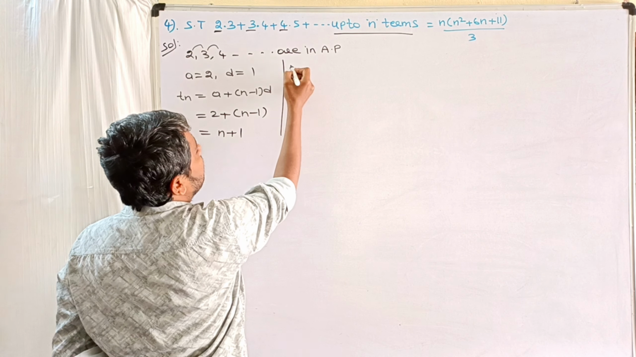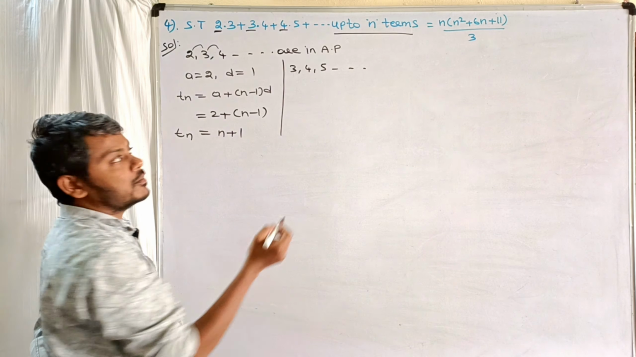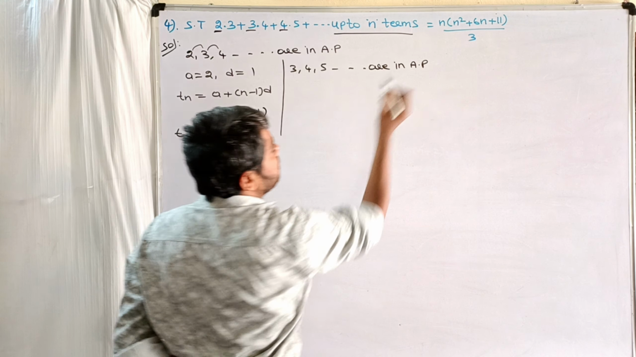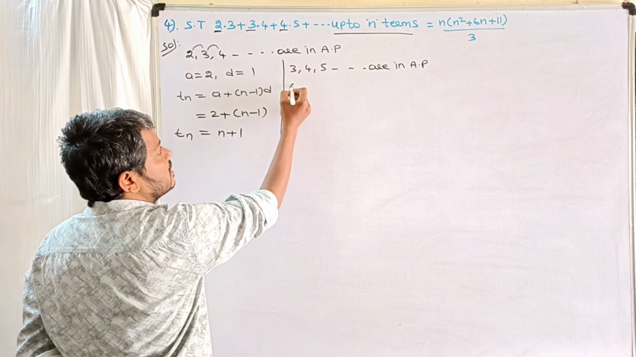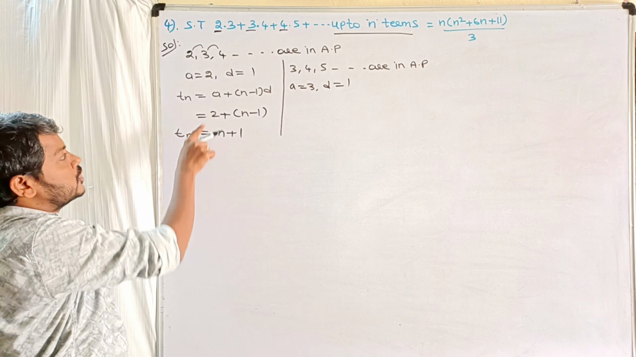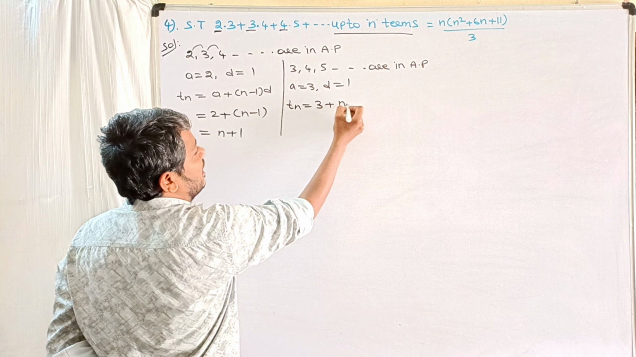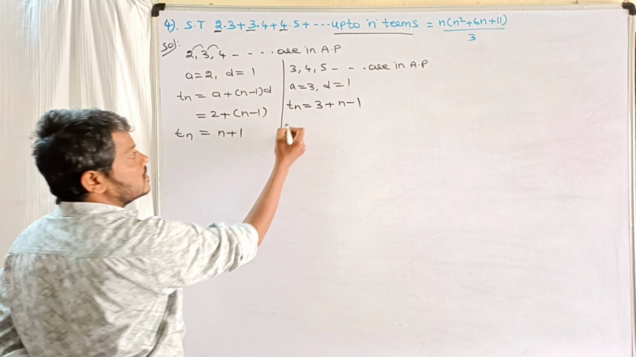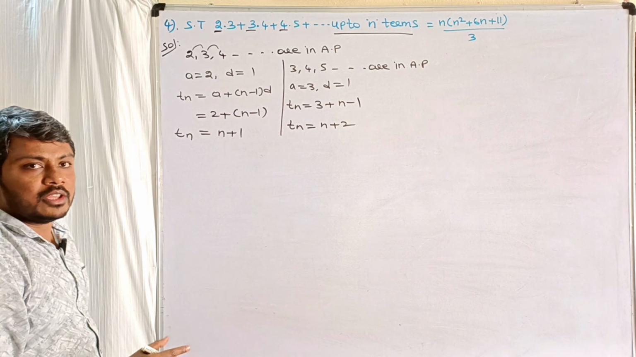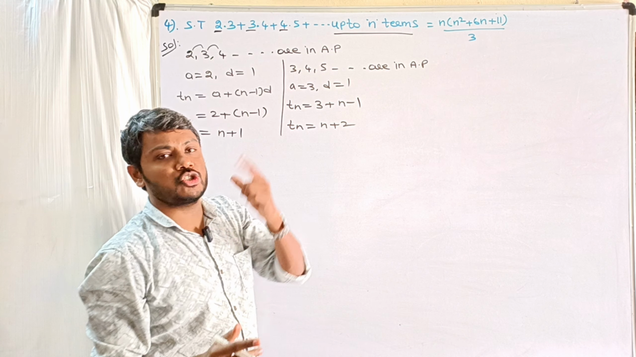So what are the next terms? 3, 4, 5. Here also the difference is the same, so these are also in an AP series. What is the first term here? 3 and the difference is 1. Substitute in the formula. So Tn equals 3 plus n minus 1. So what is Tn now? n plus 2. Therefore our nth term is n plus 1 into n plus 2.